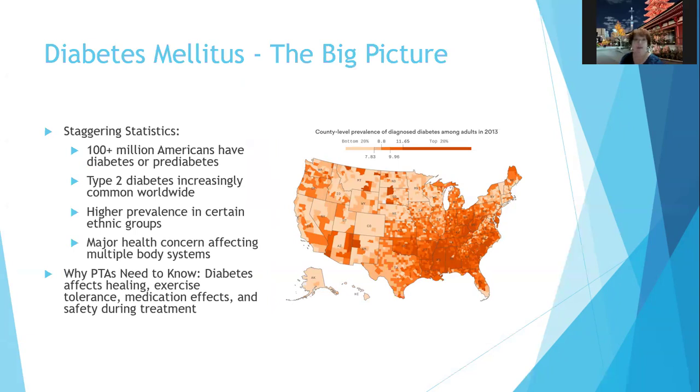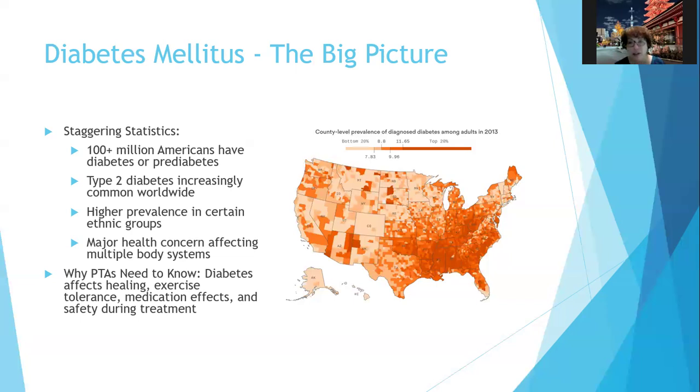So diabetes is extremely prevalent. More than 100 million Americans have diabetes or prediabetes. It's nuts, right? So, type 2 diabetes is increasingly common worldwide. It's not just in the US, it's worldwide. When you look at this chart, there's a chart in the book where they break it down by gender and ethnicity. It's really interesting. But this one just blows my mind.